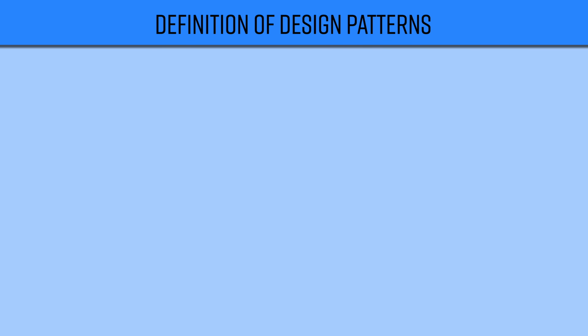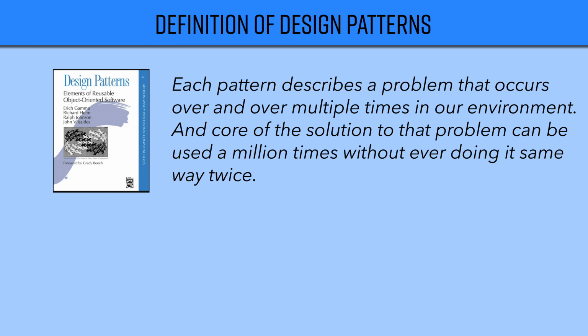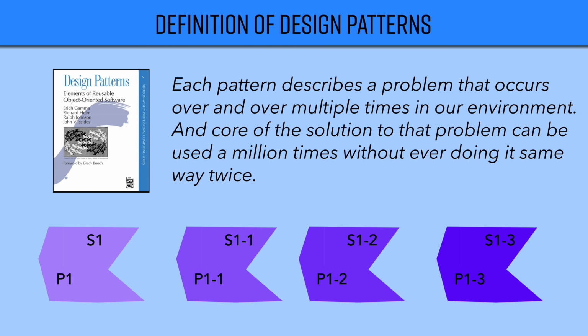If I have to pick up the definition of a design pattern from a book which I have linked in the description, the definition goes something like this: each pattern describes a problem that occurs over and over multiple times in our environment, and the core of the solution to that problem, that you can use a million times without ever doing it the same way twice. Now, what does this mean?